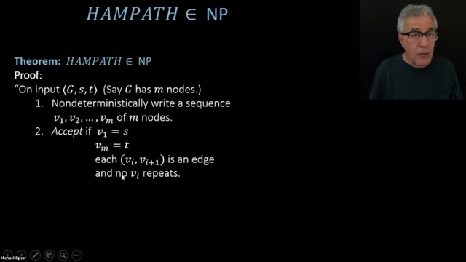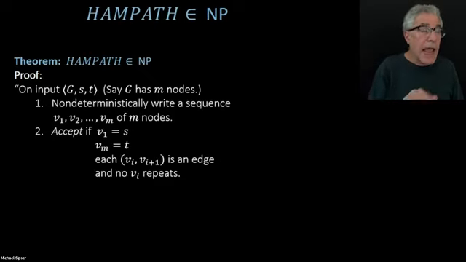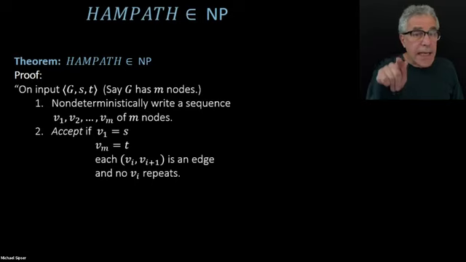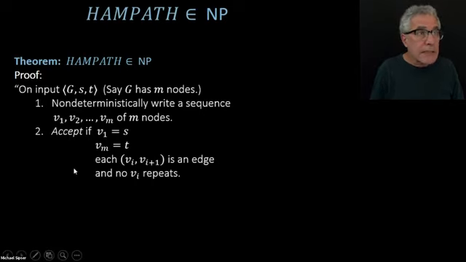These four conditions together will guarantee that we have a Hamiltonian path. And once we have written down a candidate sequence, we can just check that that sequence actually works. At this second stage of the algorithm, non-determinism isn't necessary. This is going to be a deterministic phase.